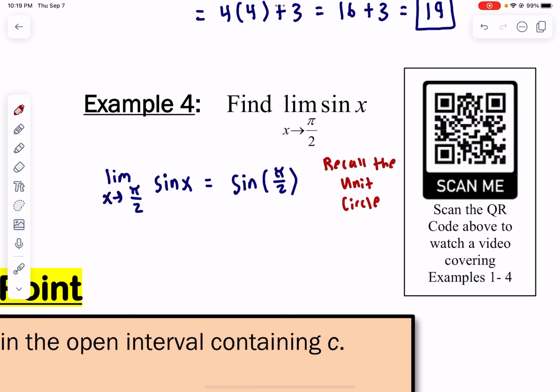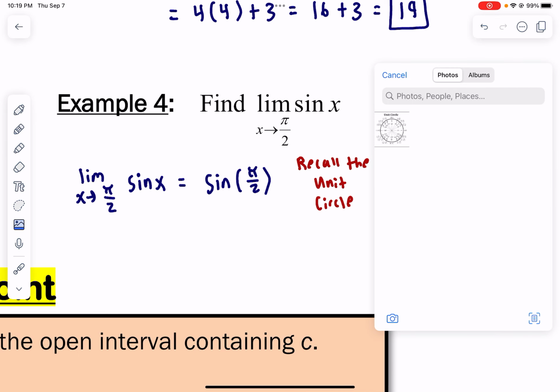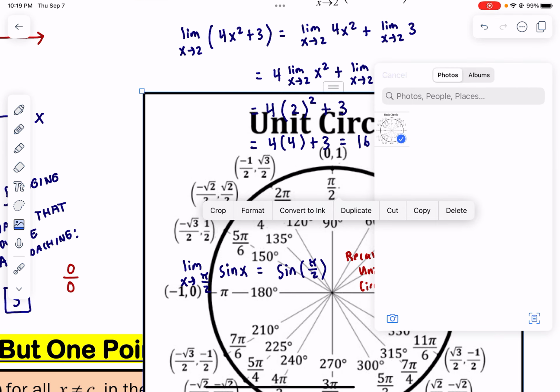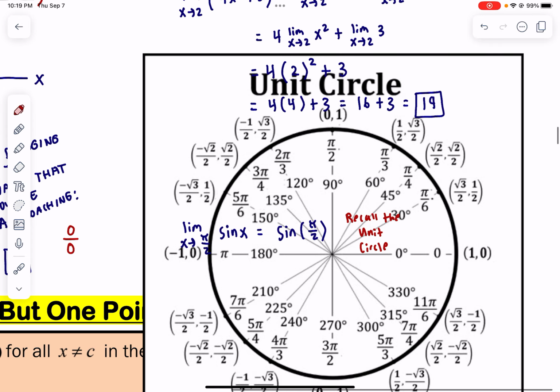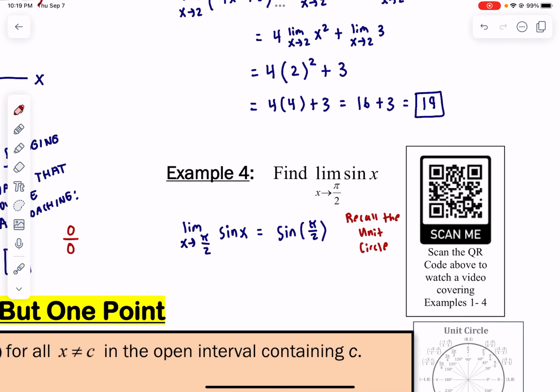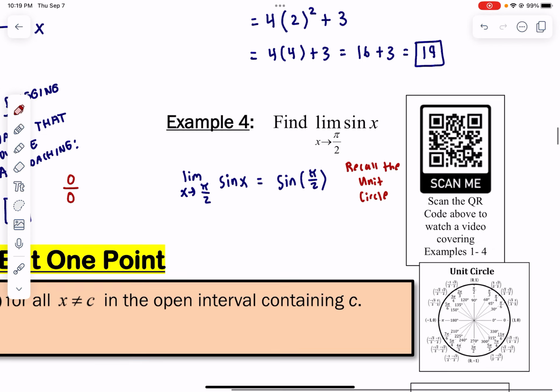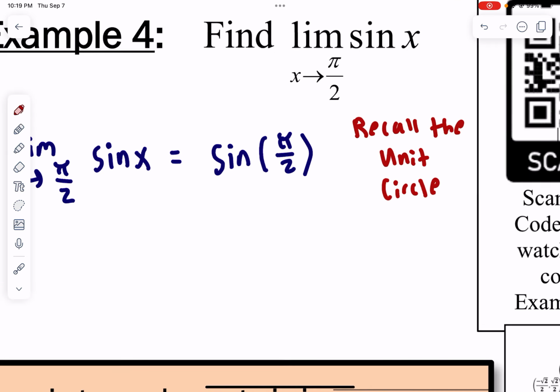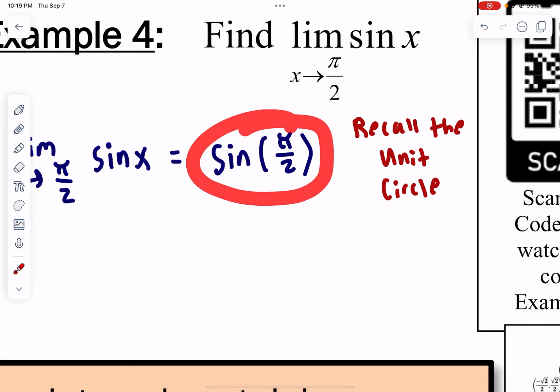So let me pull that up real quick. I have it right here. Sorry about that. Let me minimize it. Put it over here. So the value that they're wanting us to find is sine of pi over 2.